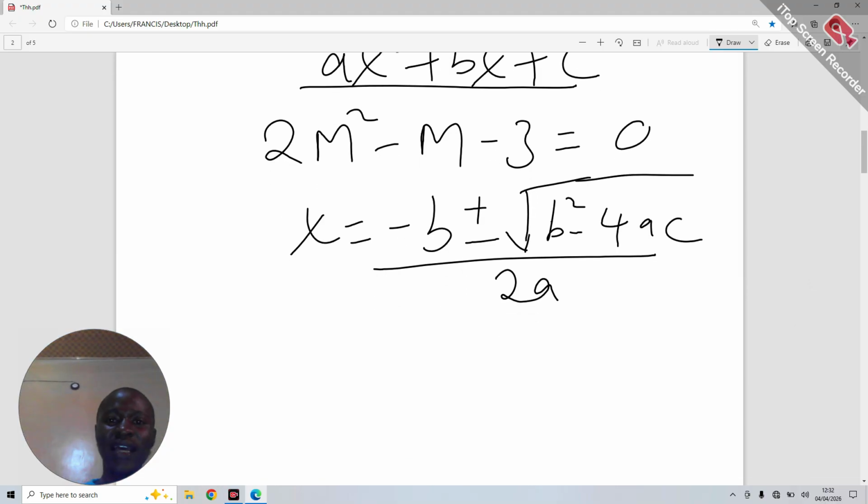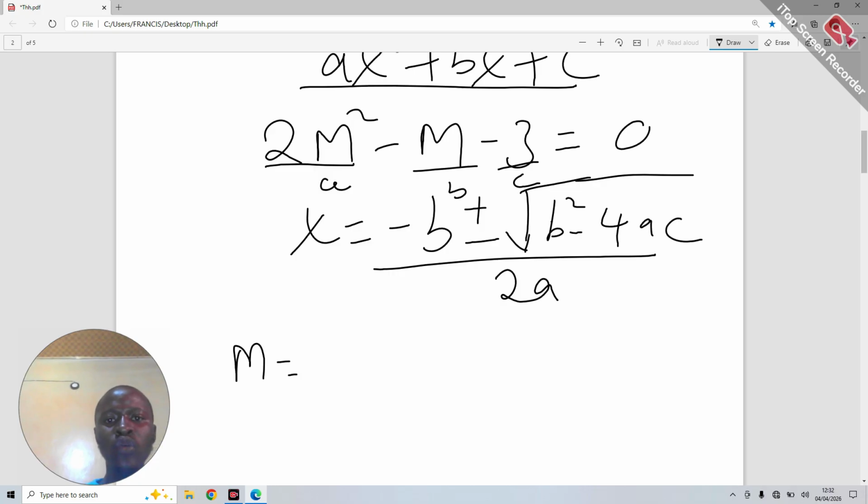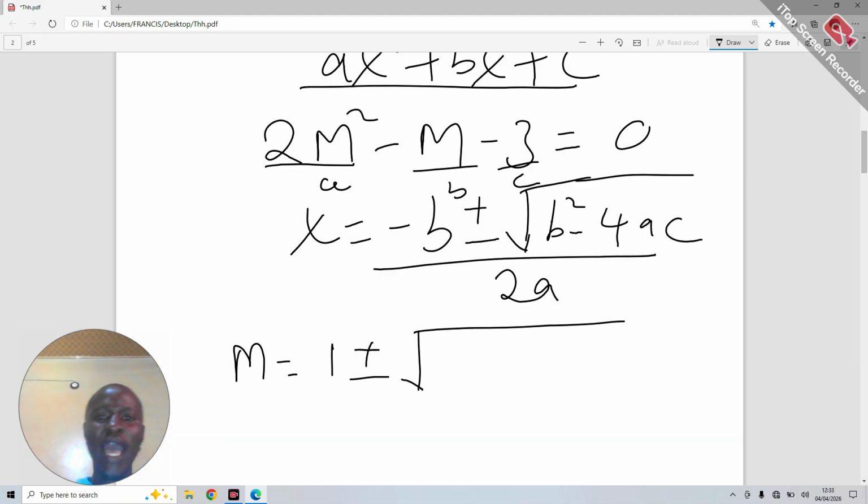So having this, remember this is a, the whole of this is b, and the whole of this is c. So in this case, our unknown is not x, rather it is m. So we have m equal to negative, negative, that is a positive. So we have 1. Remember, this is just a letter, beside it there is a 1. So we have plus or minus the square root of b squared. Where is b squared? It is a bracket, then negative 1.